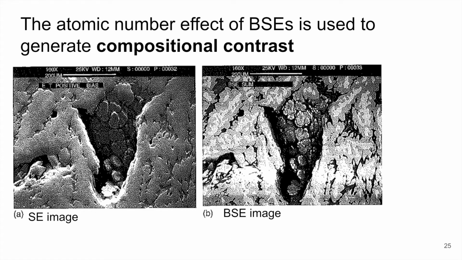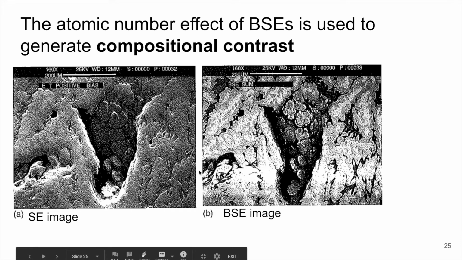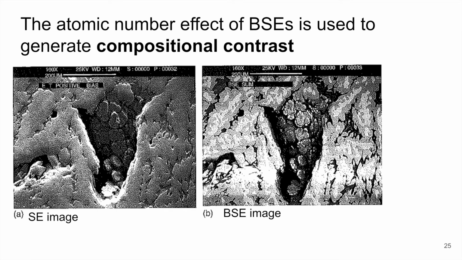All right, so let's look at some images of the contrast that we see with backscatter. This one's from your book. The quality's not great, but basically we have a secondary electron image and a backscattered electron image. In this one, you can still see the topographical contrast that we get. Nothing's unclear, right? You still see features in this.